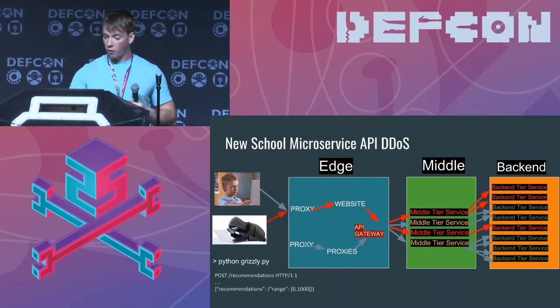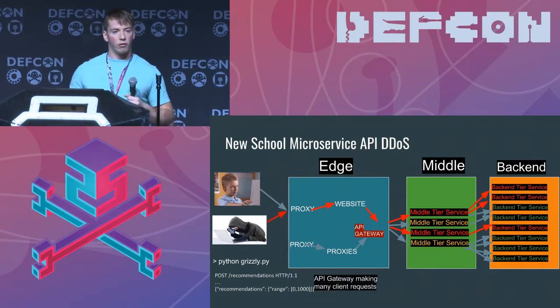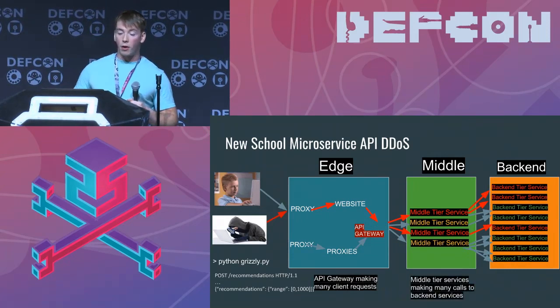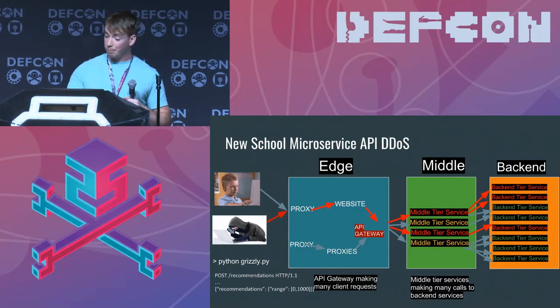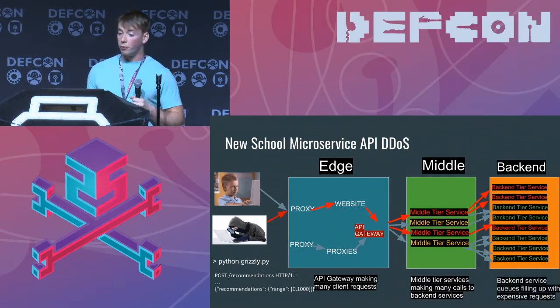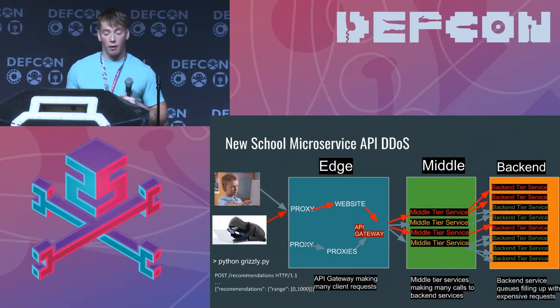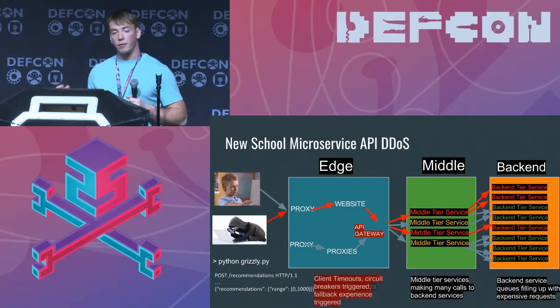So that call flows in, and the API gateway starts making many client requests. So let's just assume it starts pegging those middle tier services for those 10,000 recommendations. The middle tier services start making many calls to the backend services, maybe to retrieve data. The backend service queues start filling up with expensive requests. And now we reach that sort of sweet spot, right?